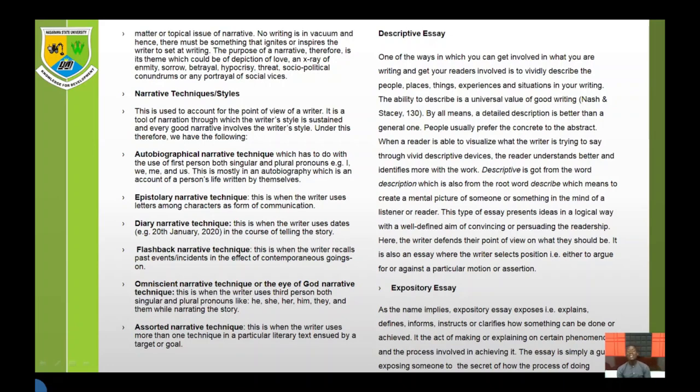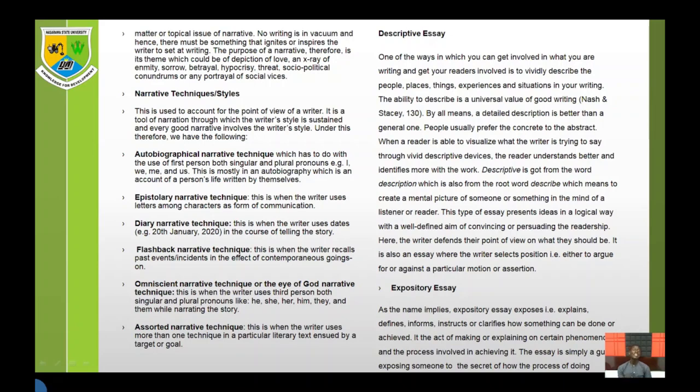The next one is diary narrative technique. Diary narrative technique has to do with when the writer uses dates, as in 20th January 2020, or something happens on the 15th of February 2020. Another, you see, the writer is using dates, and we call it diary narrative technique.